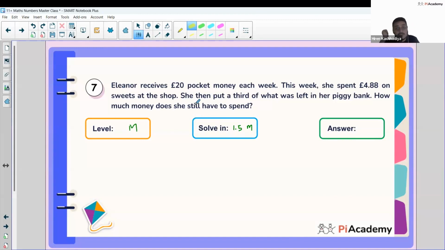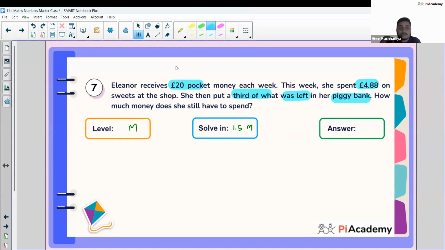Okay, yes, everyone, time's up. So let me highlight the things. Initially, she has 20 pounds as pocket money, and she spent 4.88. Then she put a third of what was left in her piggy bank. So how much money does she still have to spend? So let's do this question, everyone.